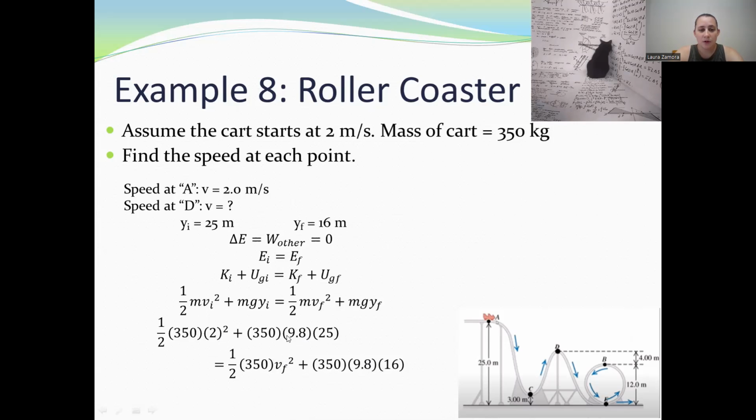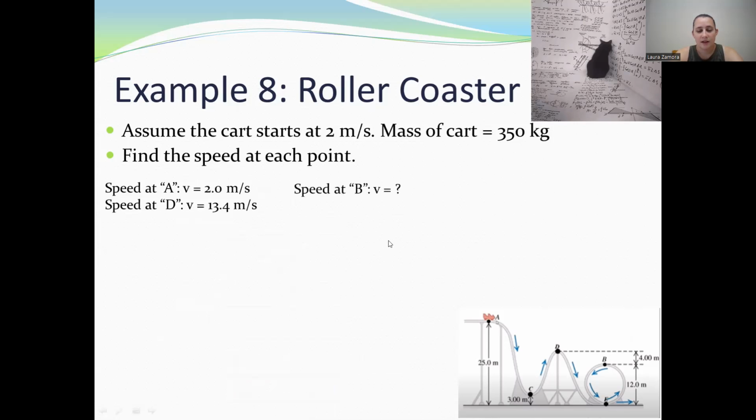Okay, so lots of numbers to plug into your calculator, but when you do the math and go through that simplification, you'll see that you get a final speed at point D of 13.4 meters per second. Okay, so that's our speed at point B. Now B is our next highest position, right? That's at a height of 12 meters.